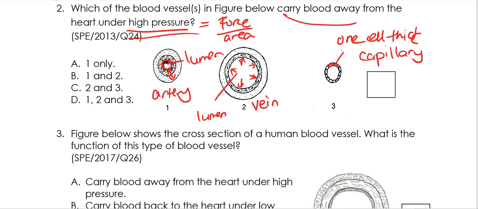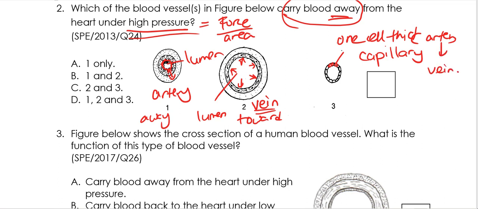Carrying blood away from the heart, you know that there are different types of blood vessels. There are these three, and they have different functions. The artery carries blood away from the heart, and bringing it back toward the heart is the vein. The capillary is in between, so it carries blood from the artery to the vein. So carrying blood away from the heart under very high pressure, it's only the artery.